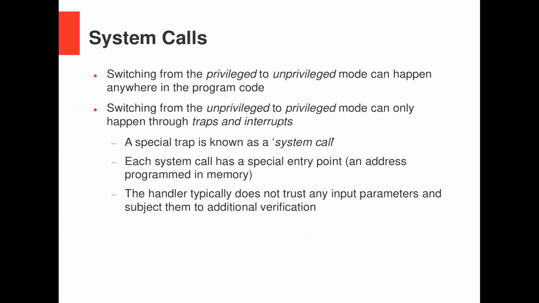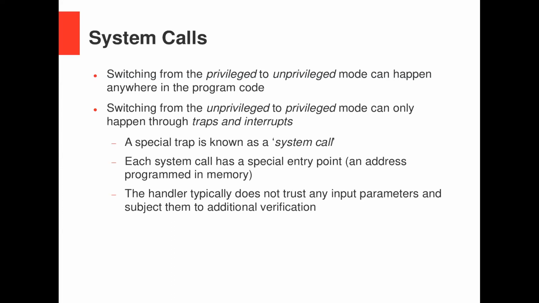So just recall system calls, just to remind you, what is a system call? Switching from privileged to unprivileged mode is not a problem. It can happen anywhere. Whenever the OS kernel decides to go back to a user program, it can do so. But switching from unprivileged to privileged mode is definitely not allowed to any arbitrary place. It can only happen through traps or interrupts. So this is how we switch to kernel mode.